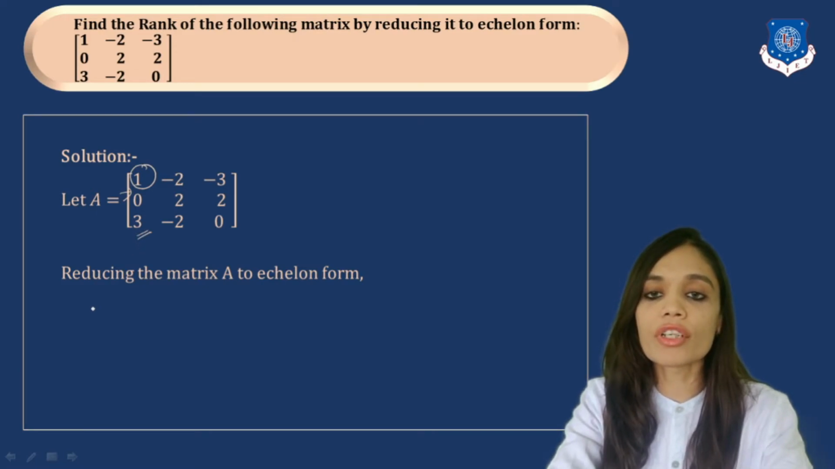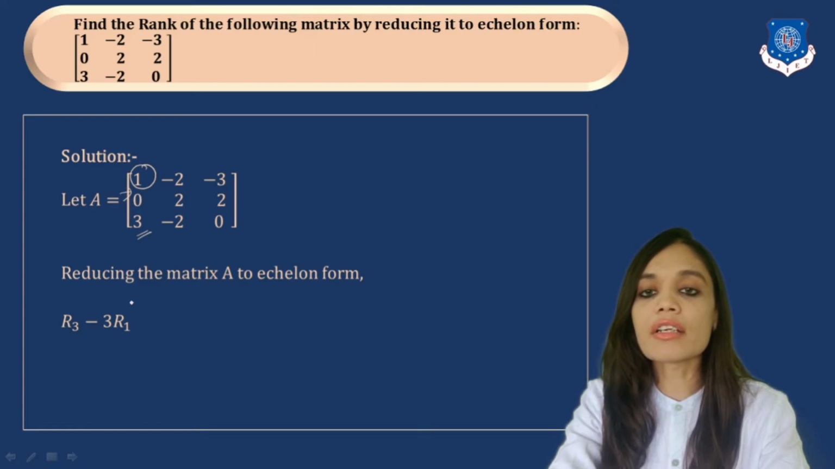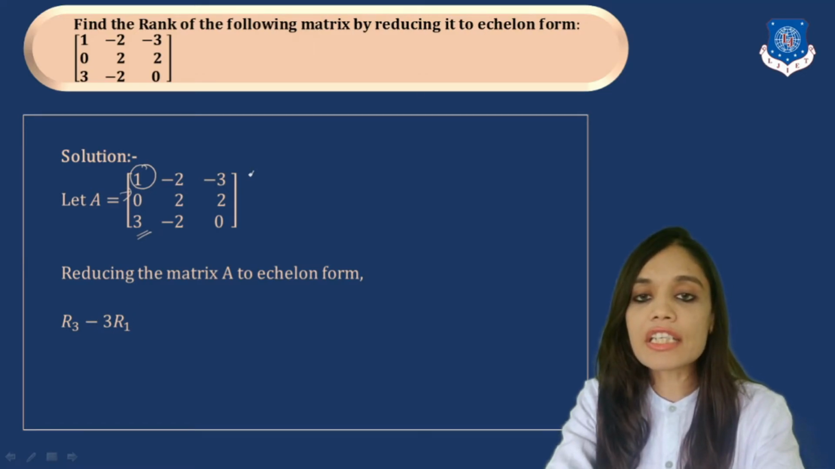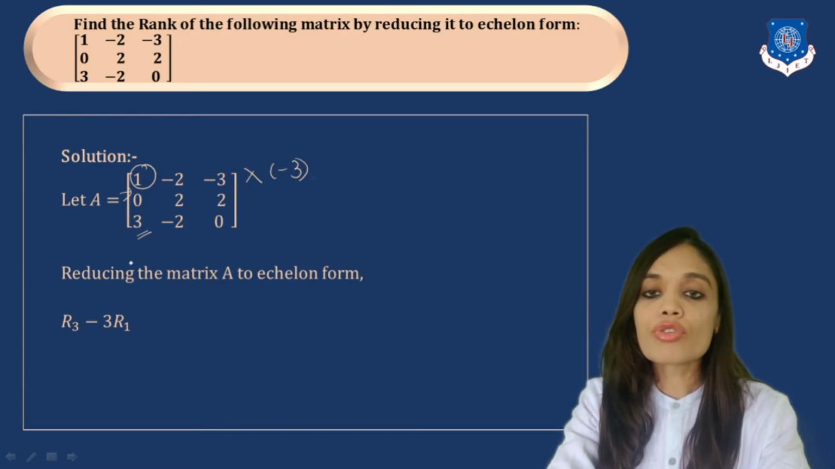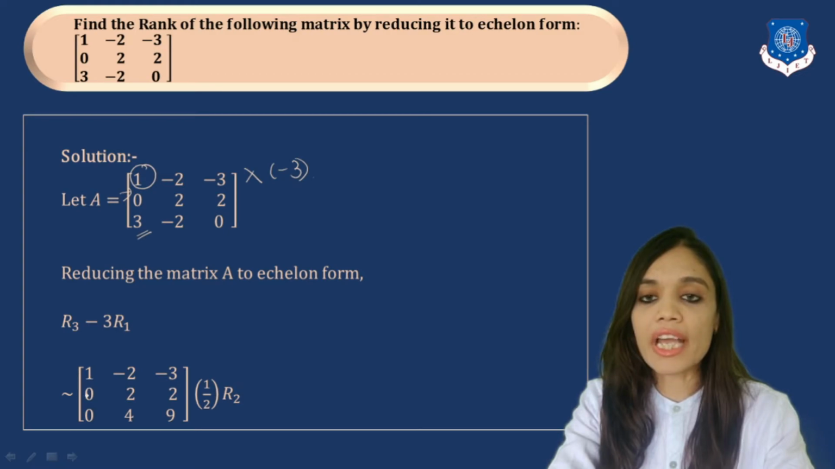So which operation will we use? R3 minus 3R1. That is, we will multiply the first row by minus 3 and add into R3. So the first two rows will remain as they are. Just multiply row 1 by minus 3 and add into R3.